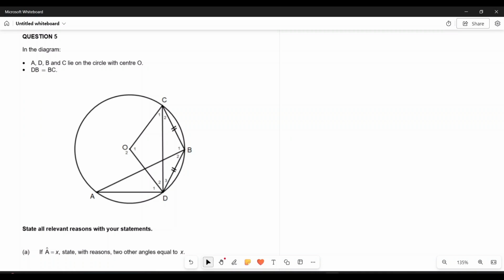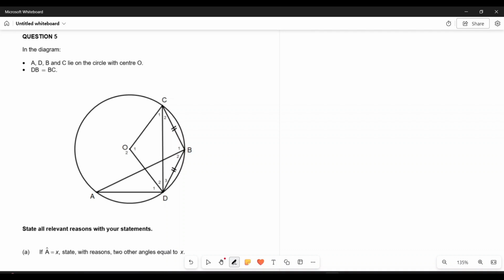In this video, we're going to be doing a question from your previous question paper from 2022, right? So we're going to be starting off with question 5. Now, question 5, they're telling us that in the diagram ABDC lie on the circle with center O, right? So now line DB is equal to BC, okay? Now, state all relevant reasons on your statements.